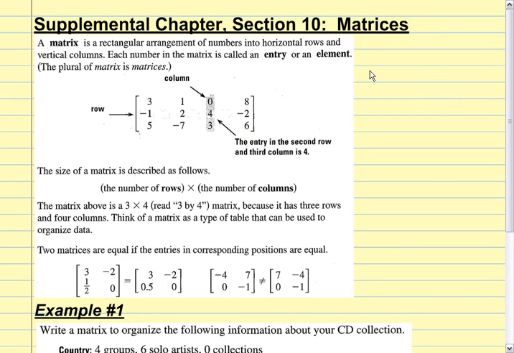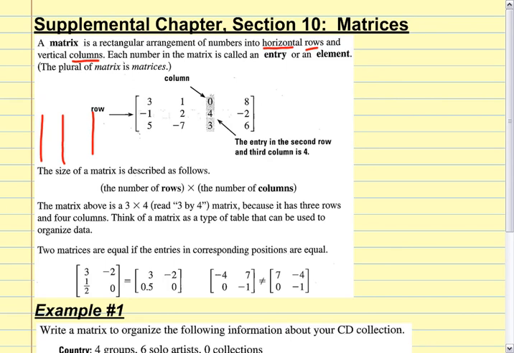Now, a matrix is a rectangular arrangement of numbers into rows and columns, all right? I don't know if there's another kind of row. I assume that all rows are horizontal. If they're vertical, I call them columns, okay? Like columns on a house, right? Columns go up and down, they're vertical.